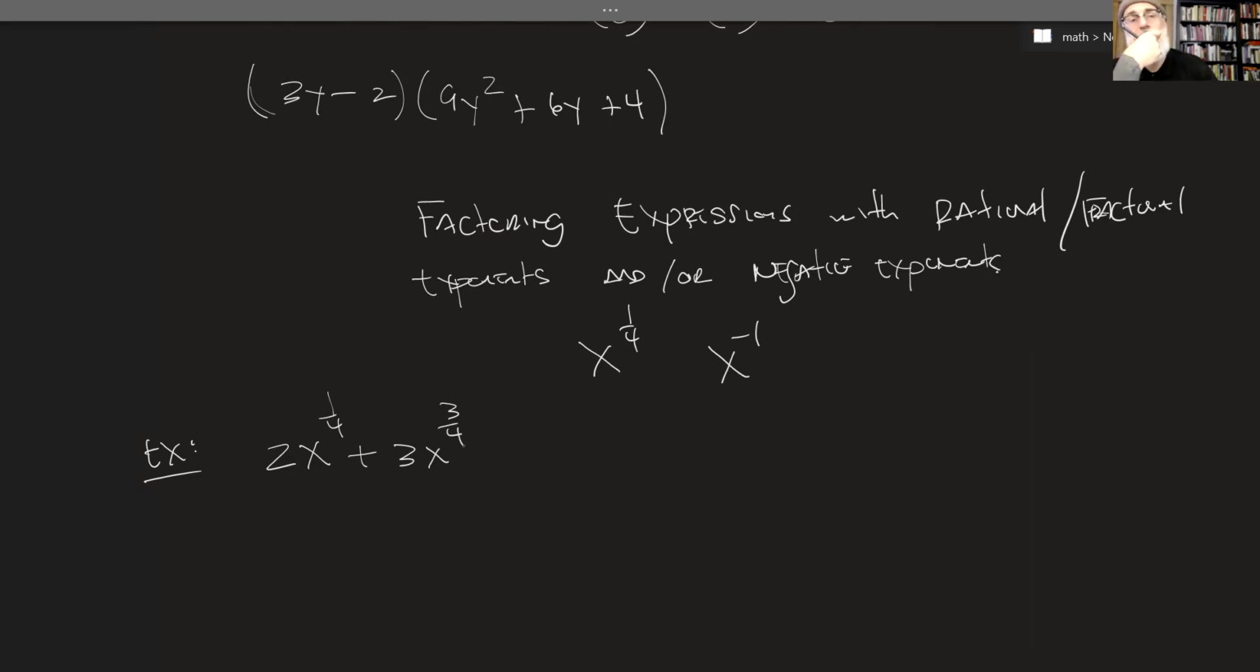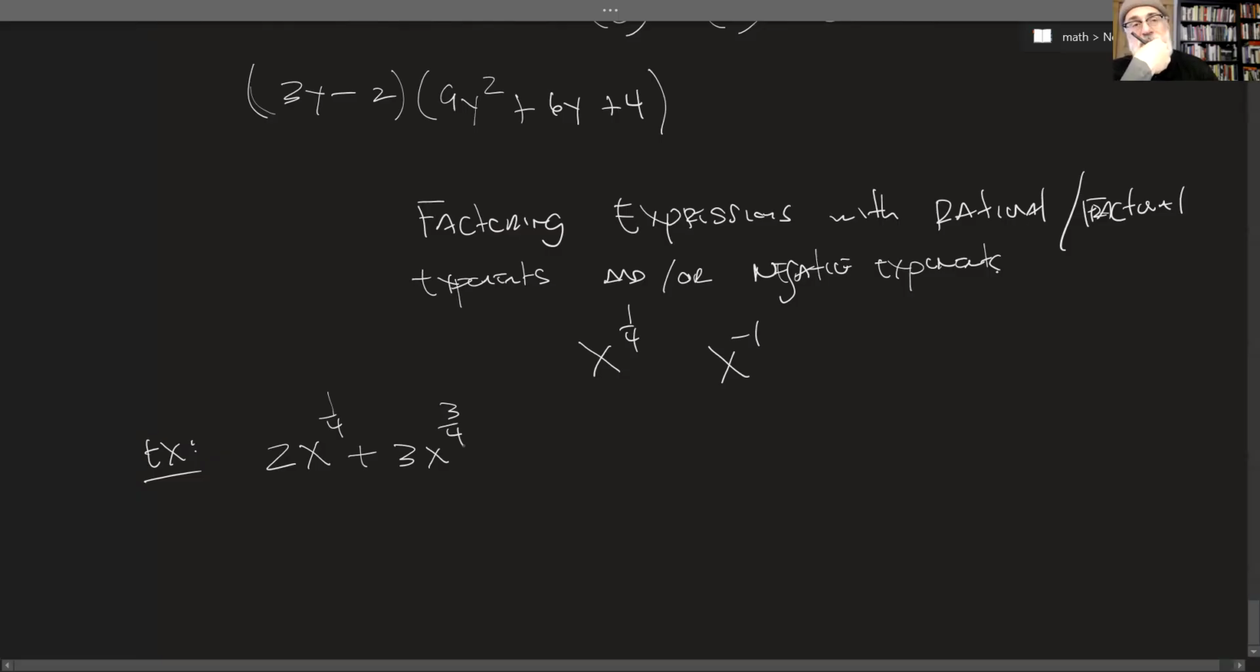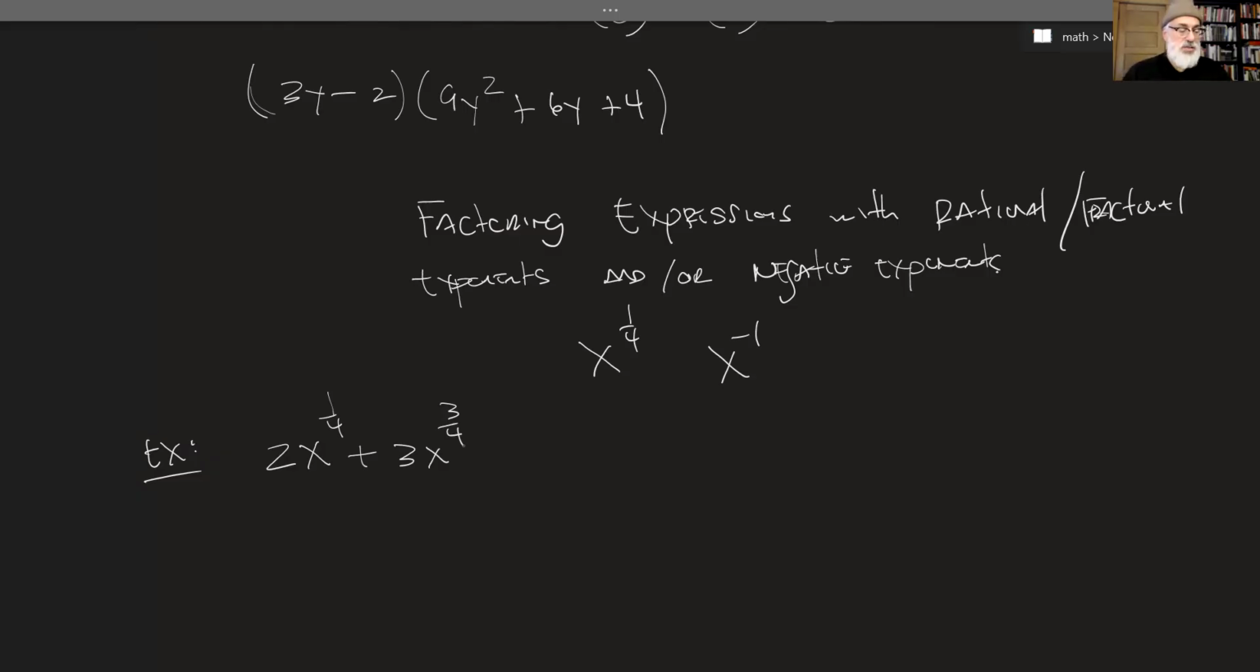Remember, x to the 1/4 is the same as saying the 4th root of x, and x to the 3/4 is the same as saying the 4th root of x cubed. We're not going to write it that way. It's much easier to look at it as fractional exponents.